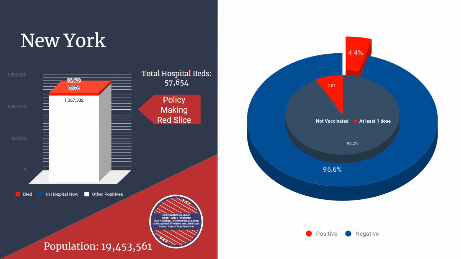New York, they tested most of their population, and if you remember, New York had a lot of lockdowns. They were pretty strict. They vaccinated 7.8% of their population. They have 95.6% testing negative and 4.4% testing positive. They had 35,000 deaths, 7,900 people are in the hospital right now, and 57,000 hospital beds. Again, we do have to look at the population. Those numbers still sound pretty high.